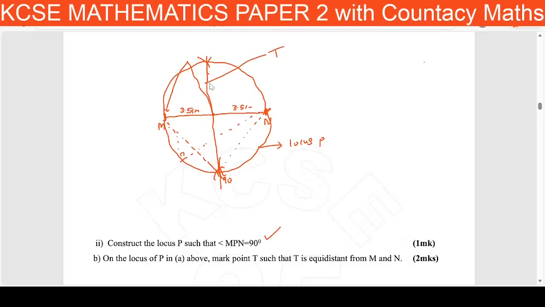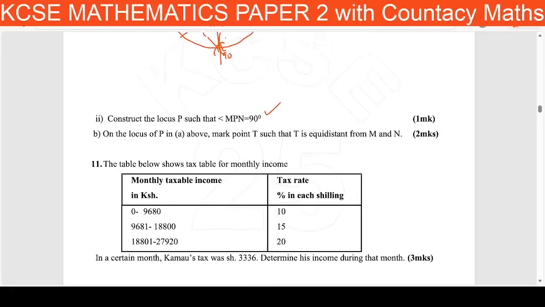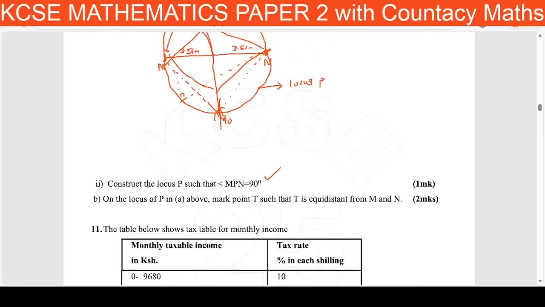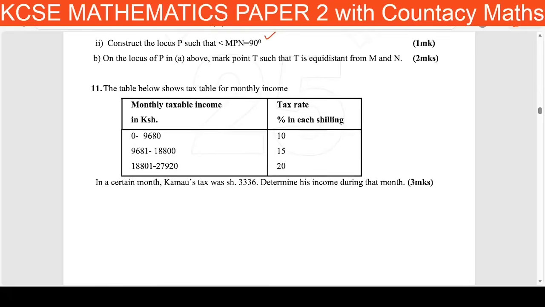Therefore, if you pick this point from anywhere, it will always be of equal distance from here to here. No matter where it is, it is going to be equal distance because it is passing via the center of that circle, and that is exactly the point T. So this is point T, and this is the locus of P, and that is how you are supposed to handle that. You can try it out later on your own, when you have the instruments, the compass, the ruler, and all that you may need for that.